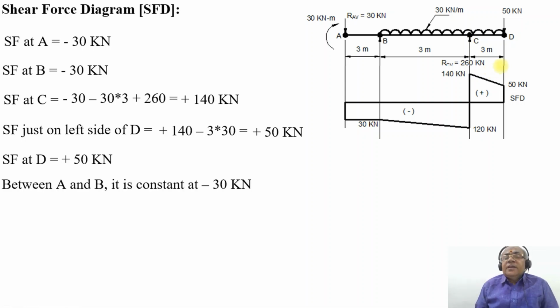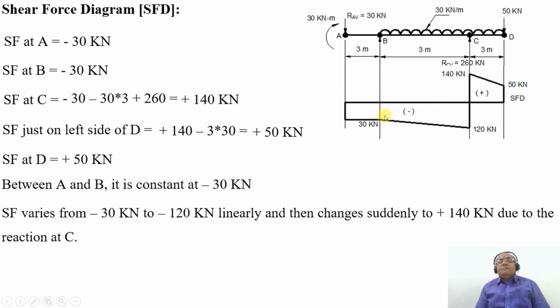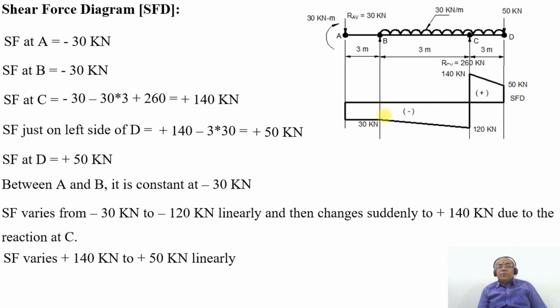So this is how we can give the explanation. Between A and B, which is already explained, it is constant at minus 30 kilonewton. And then SF varies from minus 30 kilonewton to minus 120 kilonewton linearly, and then changes suddenly to plus 140 kilonewton due to the reaction at the point C. And SF varies from 140 kilonewton to 50 kilonewton linearly. So this is how you will be able to analyze the shear force diagram.